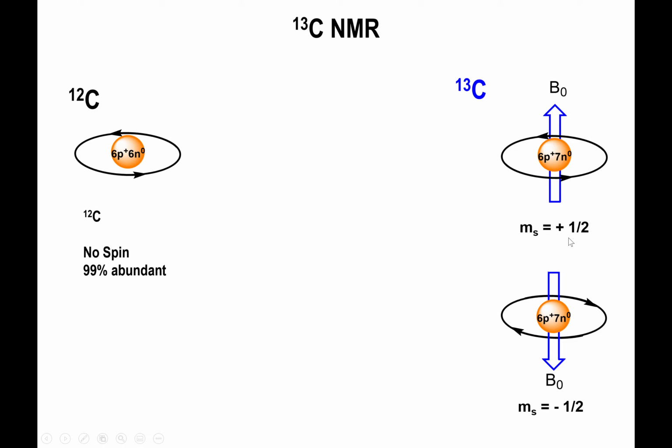So you could have a plus half spin or negative half spin, depending on whether you have the up spin or down spin associated with carbon 13, same as the proton. But the problem with carbon 13 is that it's only 1% abundant. So that means that if you have 100 molecules, only one of them will actually have carbon 13.